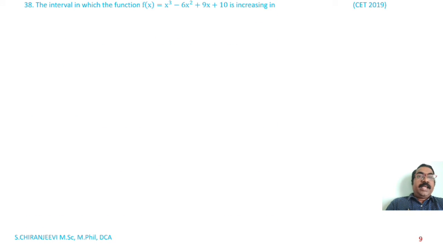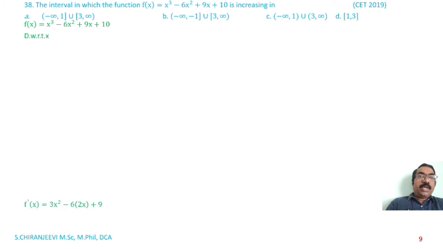38th one, the interval in which the function f of x equal to x cube minus 6x square plus 9x plus 10 is increasing in, which is asked in the year CET 2019. Options are there. So f of x is x cube minus 6x square plus 9x plus 10. Differentiating with respect to x, f dash of x equal to 3x square minus 6 into 2x plus 9.